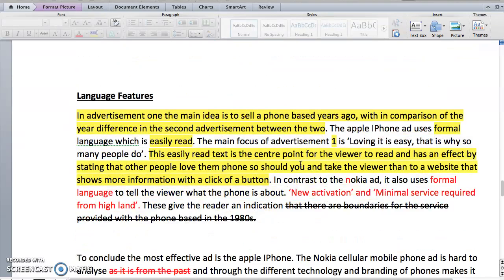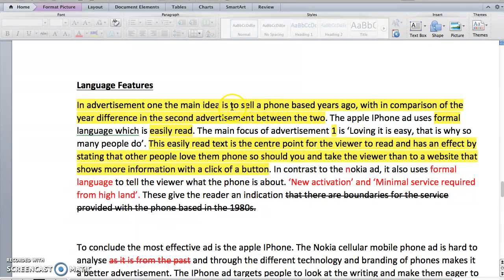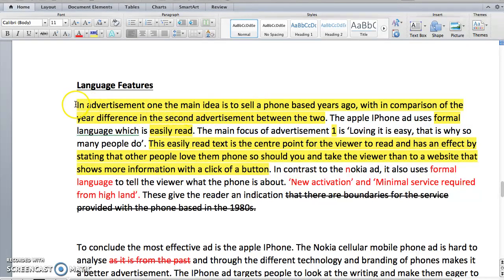All right, language features. The idea is not to sell a phone from years ago. The idea is to sell the Nokia mobile phone. Okay, so you've got to clear all this up. I've highlighted it throughout, but you need to go back and make sure that you're not making that mistake all the way through. Now, does the iPhone ad use formal language, which is easy to read?